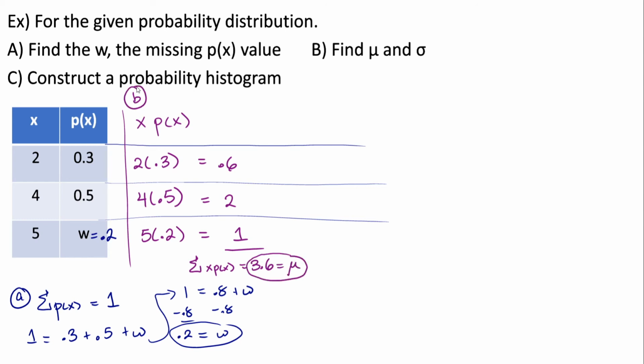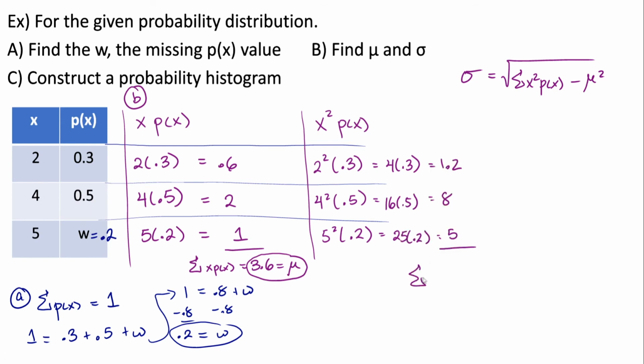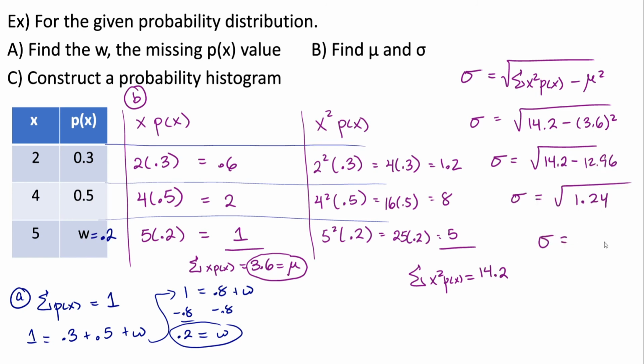The next thing we want to do is find the standard deviation. So in order to find the standard deviation, we want to square each x value, then multiply it by its associated probability. Then we'll plug everything into this formula. And we add all of these up, and we end up getting this is equal to 14.2. Now we have enough information to plug into our standard deviation formula. And we end up getting a standard deviation of 1.1136.